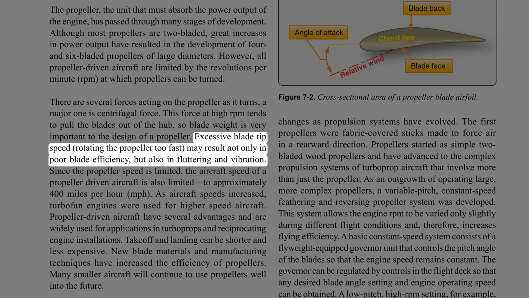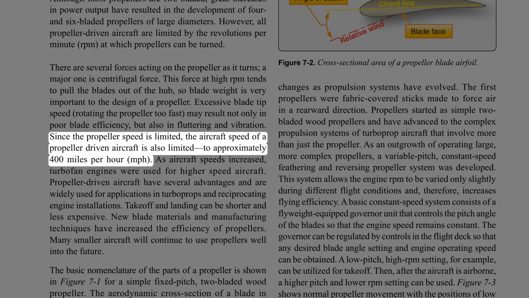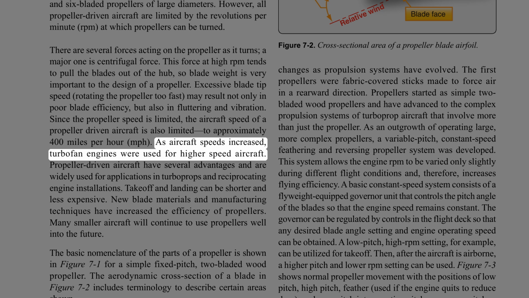Excessive blade tip speed, rotating the propeller too fast, may result not only in poor blade efficiency, but also in fluttering and vibration. Since the propeller speed is limited, the aircraft speed of a propeller-driven aircraft is also limited, to approximately 400 miles per hour, mph. As aircraft speeds increased, turbofan engines were used for higher-speed aircraft.